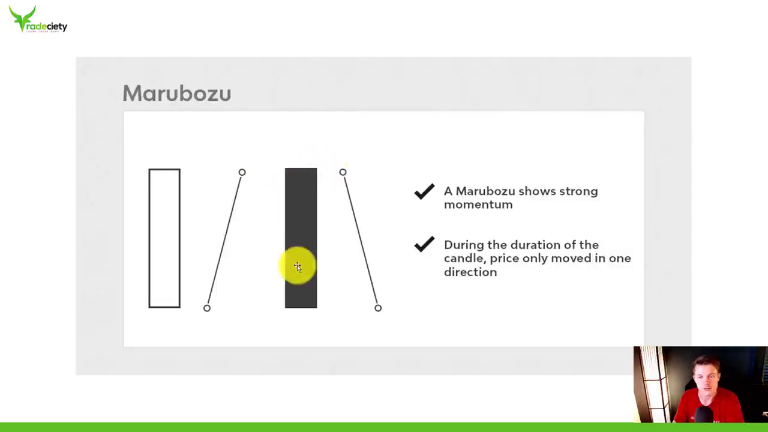And the opposite is true for the bearish candle. It opened here, it closed here, and there was only one direction during the duration of this Marubozu candle, and it was lower. And usually what happens is that the market will go in the direction of the Marubozu. So in this case, it is a bullish indication, or it may foreshadow a bullish move. In this case, it may foreshadow more bearishness.